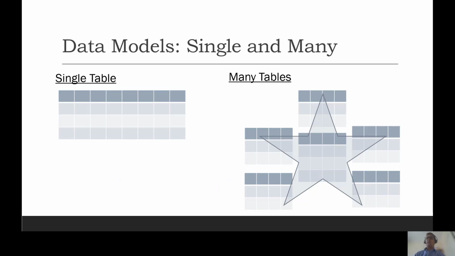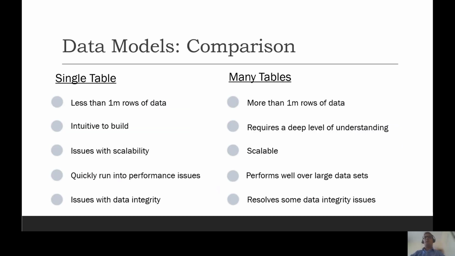Now, whilst there are advantages of this, there are also some disadvantages. So the advantage of the single table model is that it is more intuitive to build. Okay, it's a lot easier when you've just got a set of rows and columns in order to build out your model, because you can see it all quite clearly in front of you. But the many table approach does require a bit of a deeper level of understanding.